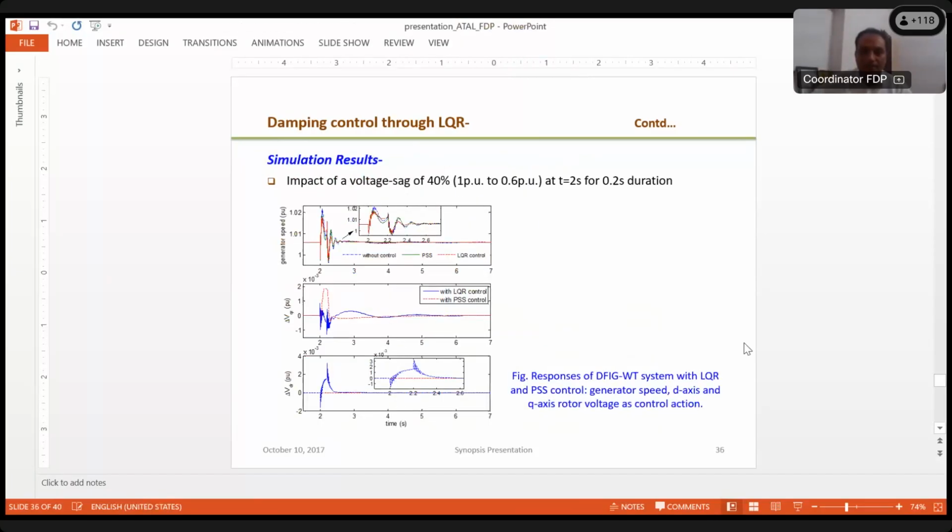Again, these are the results of the rotor voltage in case of LQR and PSS. See here, with the PSS it is a higher value, the red one. But if you are using a linear quadratic regulator, it is a very lesser value. So we are using a lesser amount of energy with good damping efficiency. This is the benefit of this proposed optimal control.